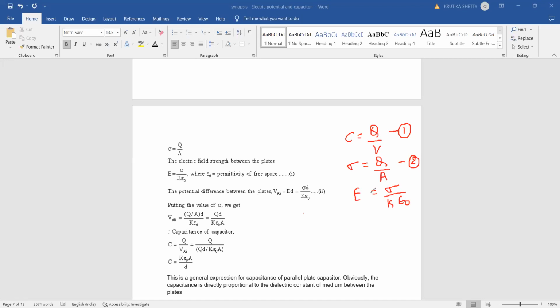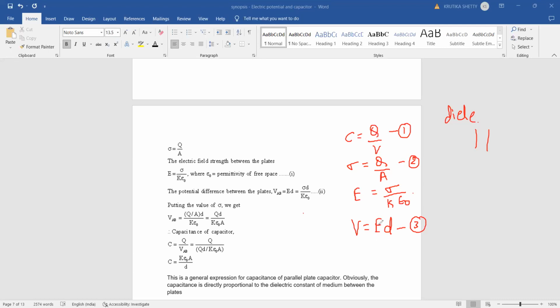Sigma divided by K epsilon naught. This is the electric field intensity in terms of surface charge density. I hope you are understanding. First I have written the basic expression for the capacitance of a capacitor, when the dielectric medium is there between the plates of the capacitor. Surface charge density is given by Q divided by A. Then the electric field intensity is given by sigma divided by K epsilon naught. We also know the relation between electric field and potential, that is V is equal to E into D. So equation 3.